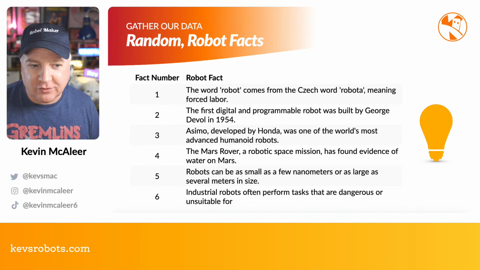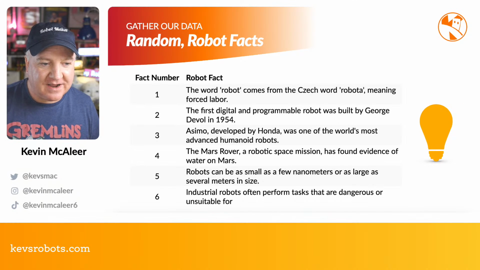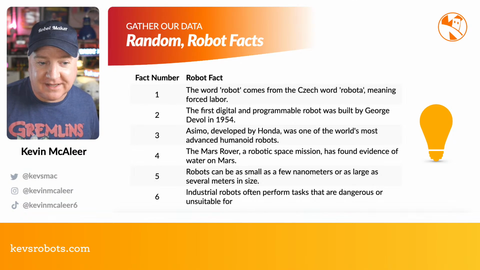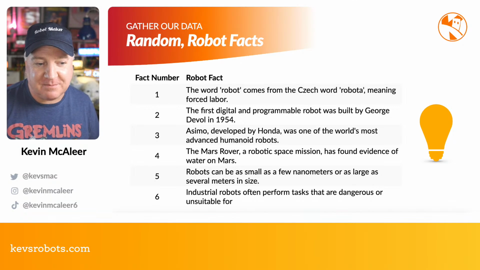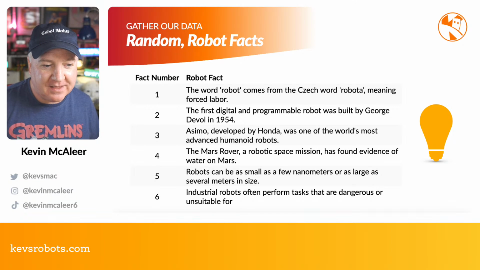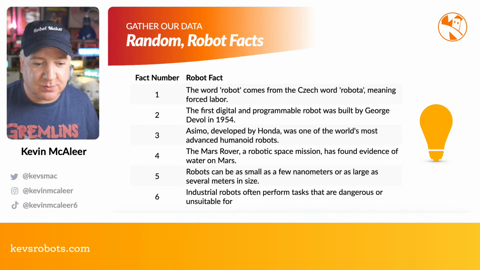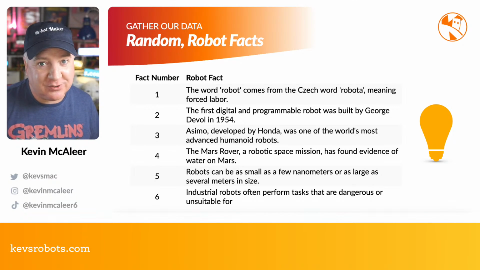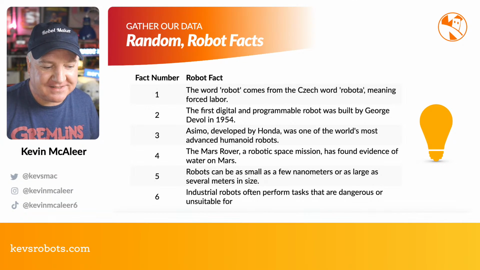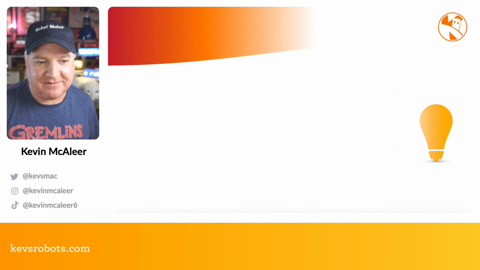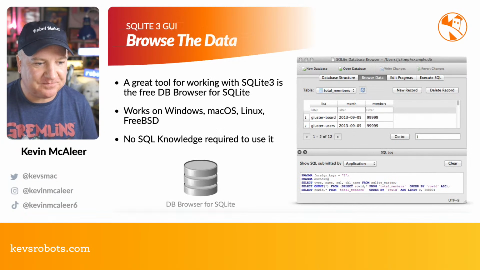I think I've got over 100 facts in the database so far. Here's a couple of examples of the things that are in there. The word robot is a Czech word, robota, meaning forced labour. The first digital and programmable robot was built by George Devol in 1954. And Asimo, which was developed by Honda, was one of the world's first advanced humanoid robots. So you can see there's a couple of other random facts there too. This just gives the website a bit of freshness when you visit it.